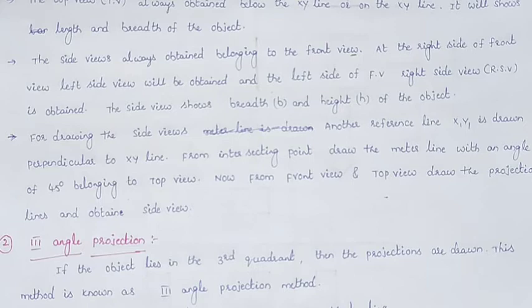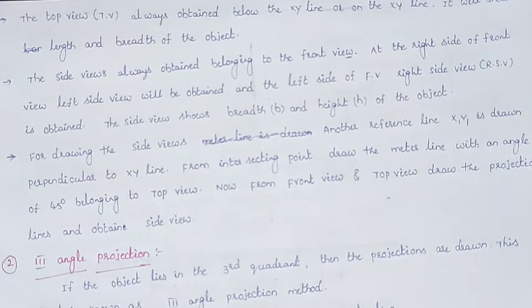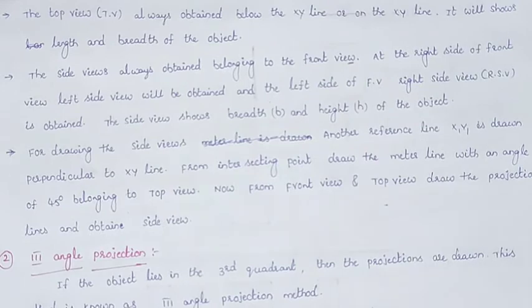So this is the layout of the first angle projection. Above the reference line, we will obtain the front view, and below the reference line, we will obtain the top view. Beside the front view, we will obtain the left side view and also the right side view. So this is about the first angle projection.